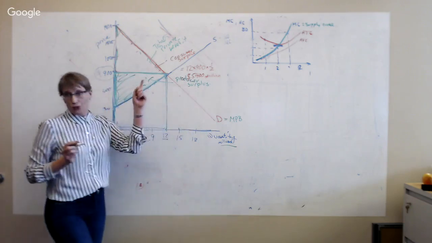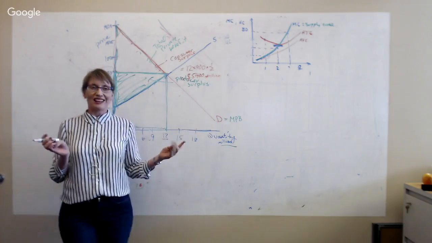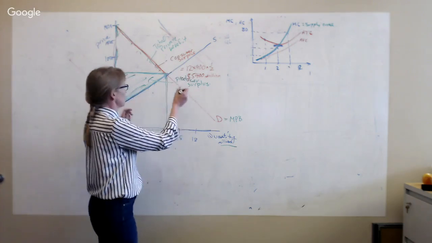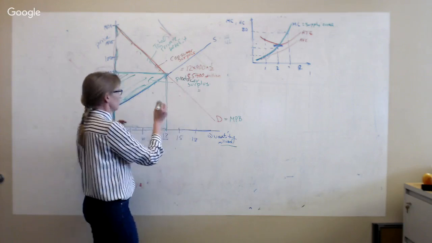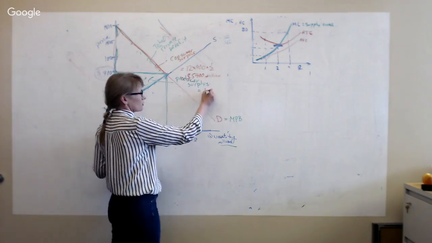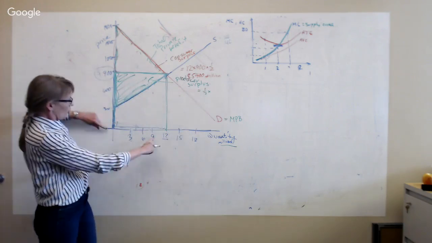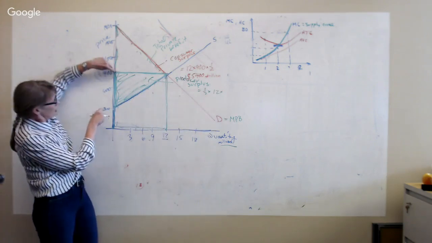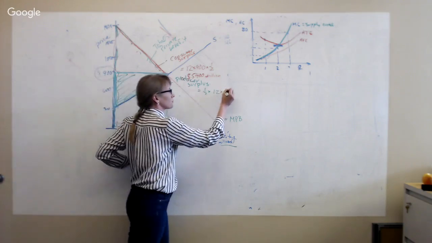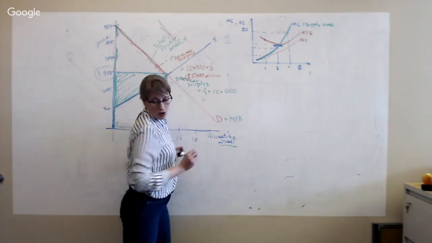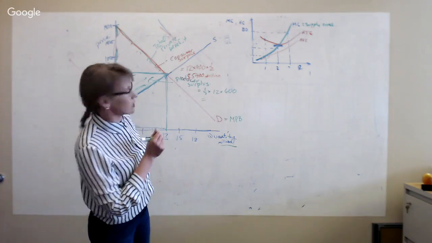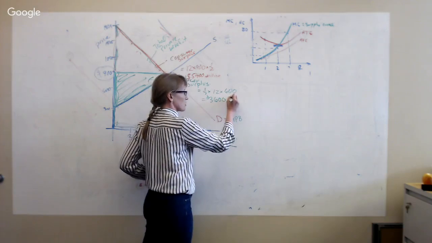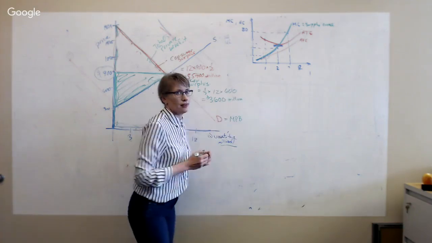And since we have dollar values, we can find the dollar value of producer surplus. That's equal to 1/2, this is the area of this triangle. Our base is 12, and our height is 600. So our producer surplus should be 3,600. And since it's in millions, it's 3,600 million.